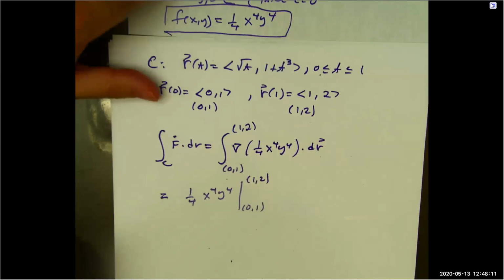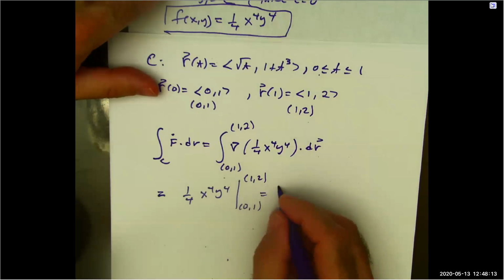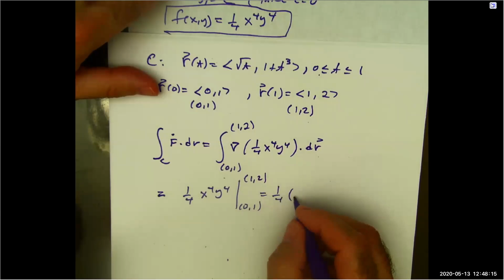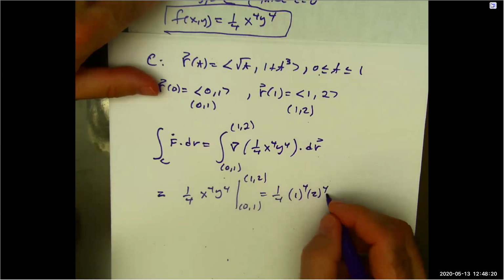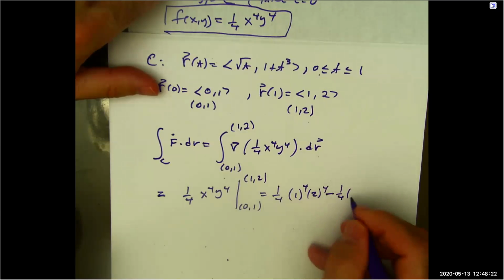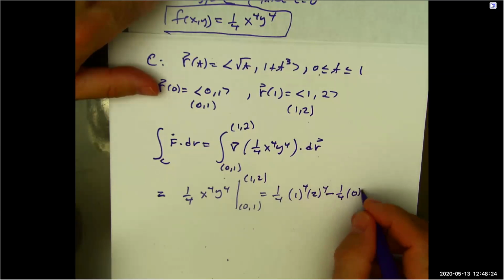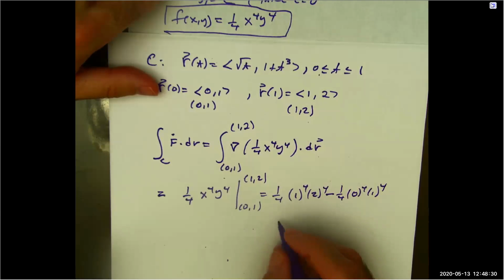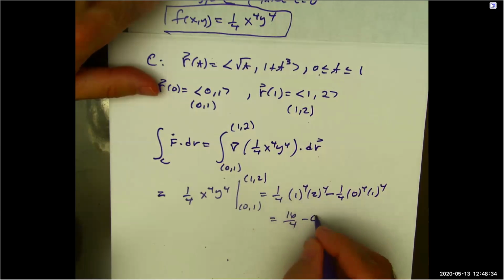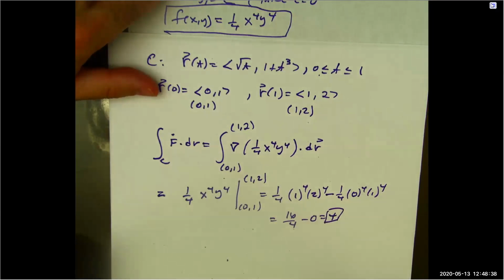And so let's put in those values, see what we get. So we'll have 1/4, and then 1 to the 4th, and then 2 to the 4th, minus 1/4, and then I have 0 to the 4th, and 1 to the 4th. So this is going to give me 16 over 4, which is 4. And so that's it, we get 4 there.